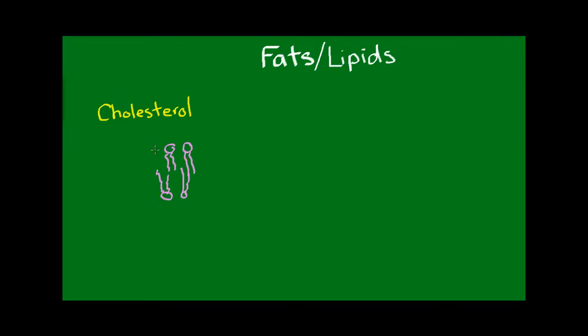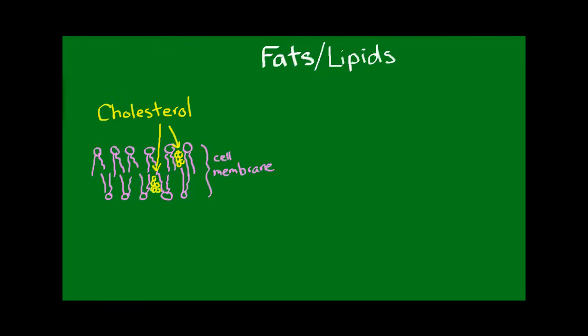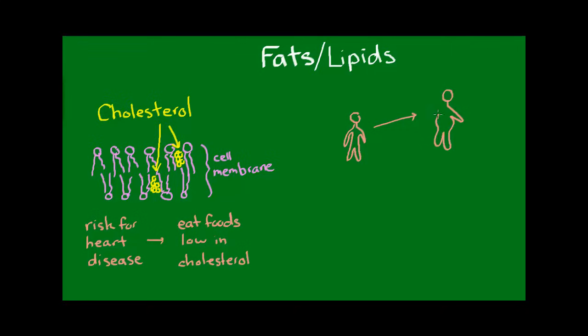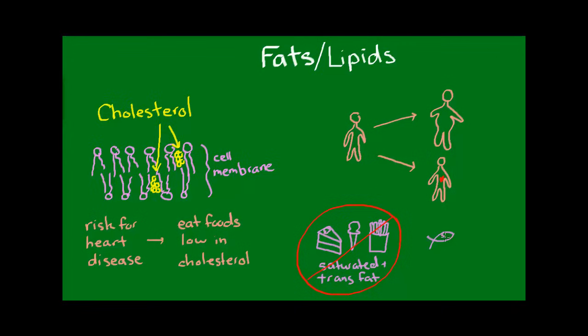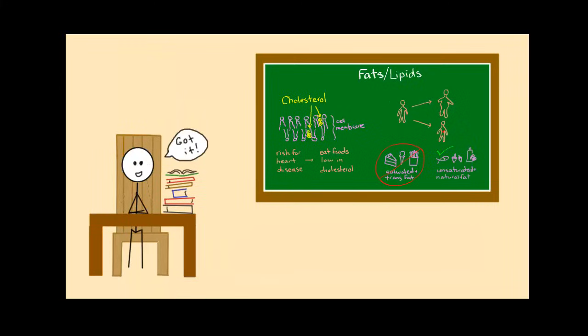Cholesterol is another kind of lipid that makes up our cell membranes and performs other important functions. However, if you have risk factors for heart disease, you should try to eat foods low in cholesterol. Most people eat too much fat, causing problems like obesity and heart disease, so it's a good idea to avoid eating bad fats, like saturated and trans fat, and choose natural unsaturated fats, like those found in fish, nuts, and olive oil. Got it?